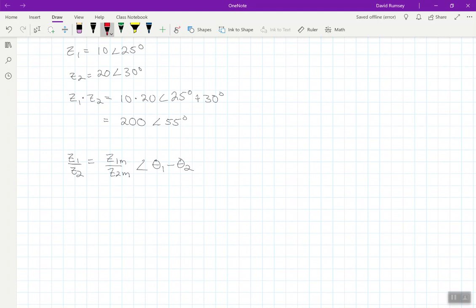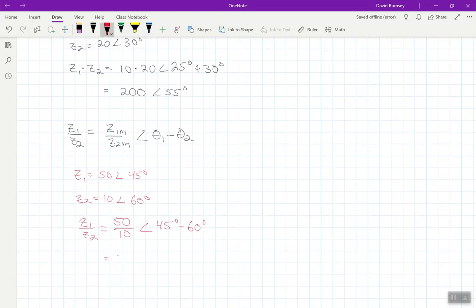And so if we do a similar kind of example where Z1 is equal to, let's say, 50 at an angle of 45 degrees, and Z2 is 10 at an angle of 60 degrees, then Z1 divided by Z2 would just be 50 divided by 10 at an angle of 45 degrees minus 60 degrees. 50 divided by 10, of course, is just 5 at an angle of minus 15 degrees. And we're done.